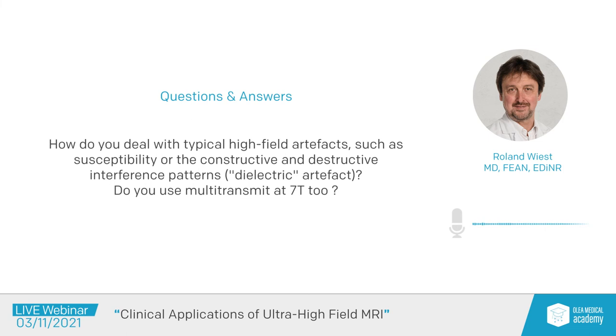So we see these artifacts at the frontal basis. We see these artifacts especially in the lower parts of the temporal lobe. So I think especially when it comes, for example, to fMRI studies, the lower parts of the temporal lobe are still prone to a lot of these artifacts.